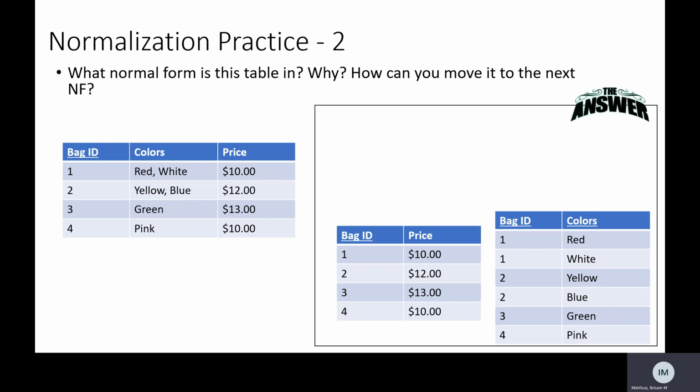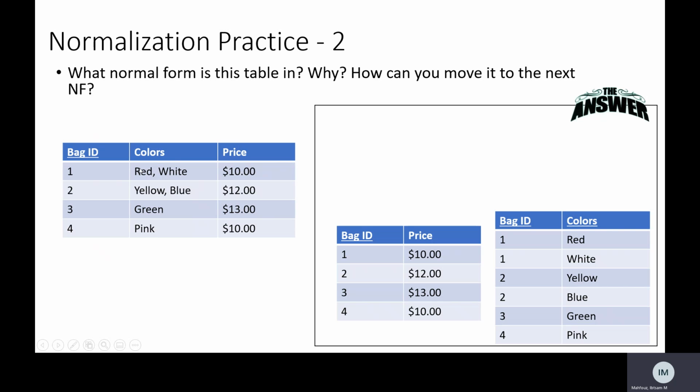Now, let's ask ourselves here, what normal form is this table in? And why? And how can you move? And here, sorry, the answer is there. But let's just concentrate on this. Let's start again from the beginning. Is this table in first normal form? And immediately I see that I have non-atomic cells. So I know that this table is not in first normal form.